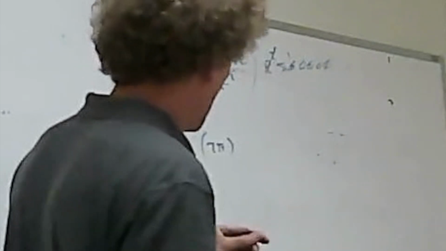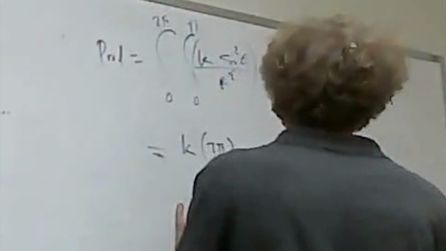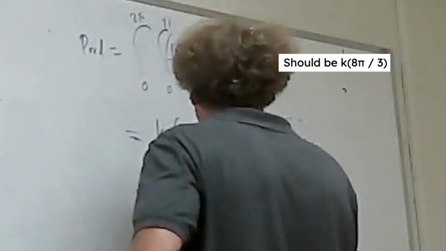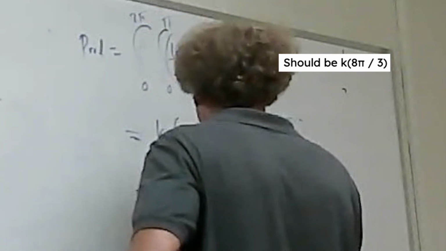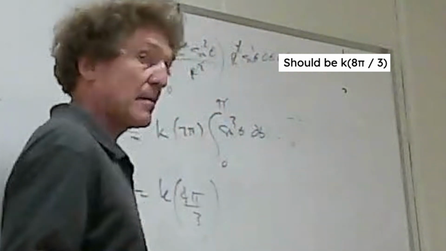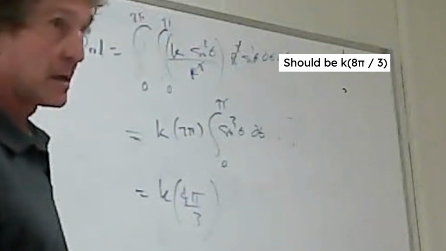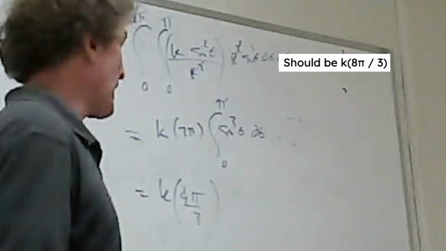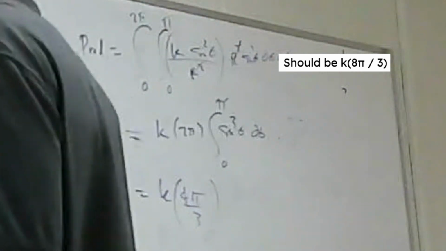After that, I'm left with this integral: sine cubed of theta d theta from 0 to pi. At the end of the day, what are you going to get? You're going to get K, and then it's going to be times 4 pi over 3, isn't it? Right there. That'll be total power radiated. Remember, K is this mess right here.